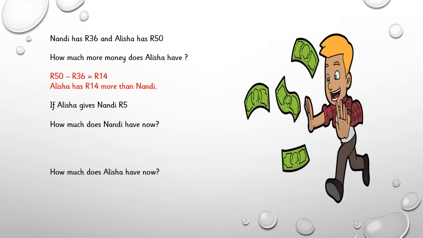If Alicia gives Nandi 5 Rand, how much does Nandi now have? So we say 36 plus 5 Rand, which will equal 41 Rand. And we answer the question, Nandi now has 41 Rand. How much does Alicia have now? So we say 50 minus 5 Rand will equal 45 Rand. Alicia now has 45 Rand is how we will answer that question.